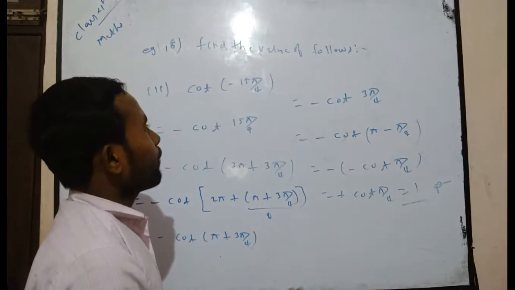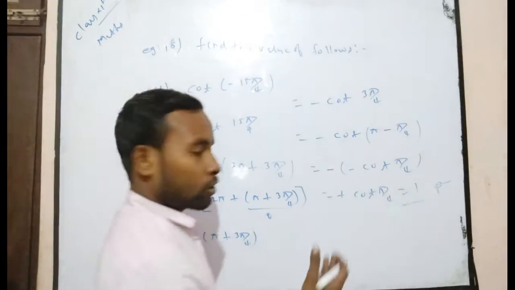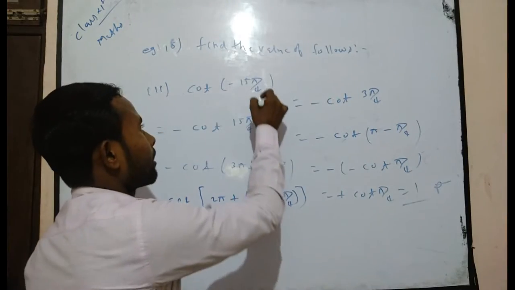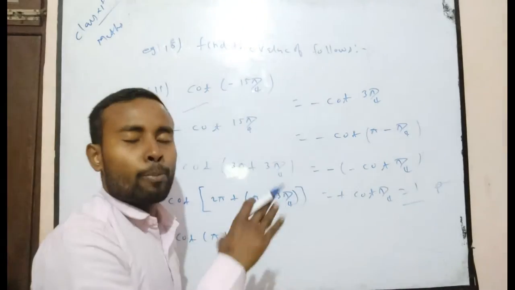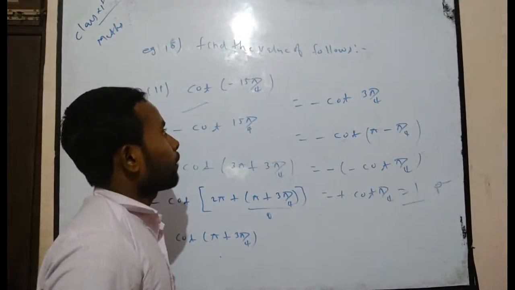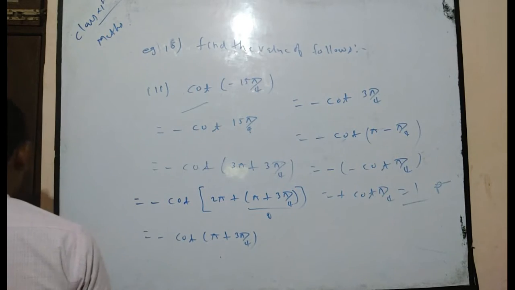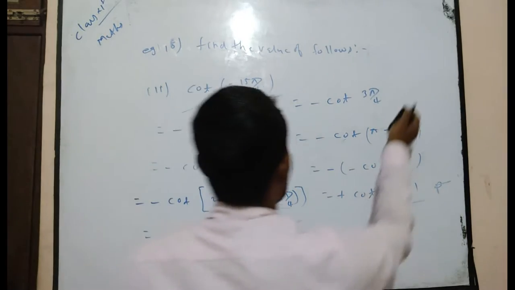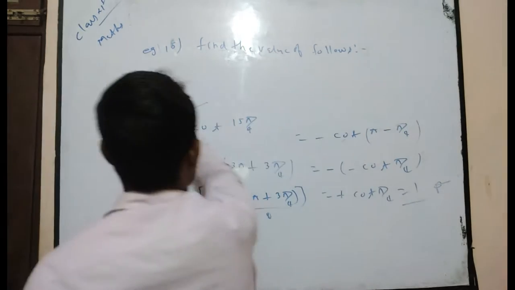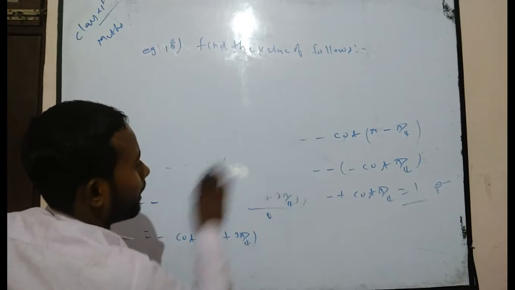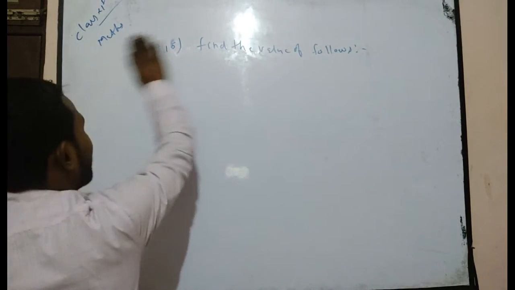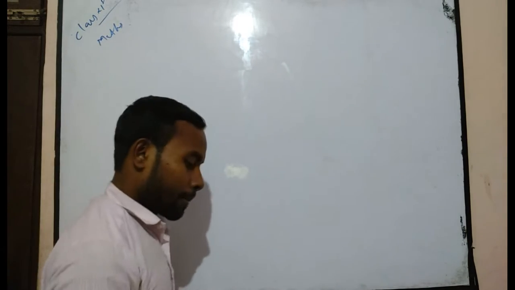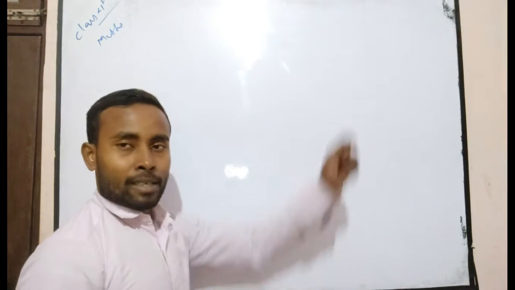This is the procedure to find all trigonometric values, for any value of trigonometry, whether it may be positive or negative. This is the simple way to find the value of positive or negative angles for any trigonometric angle. I think you understand our concept.